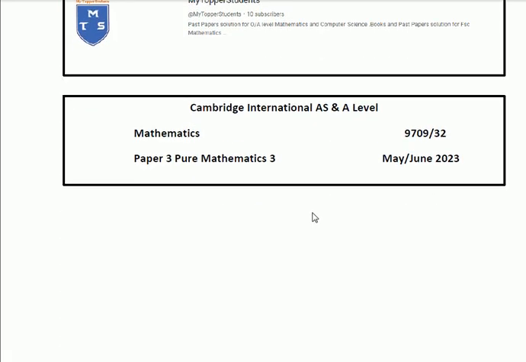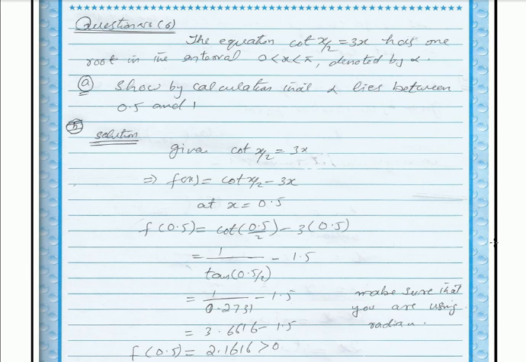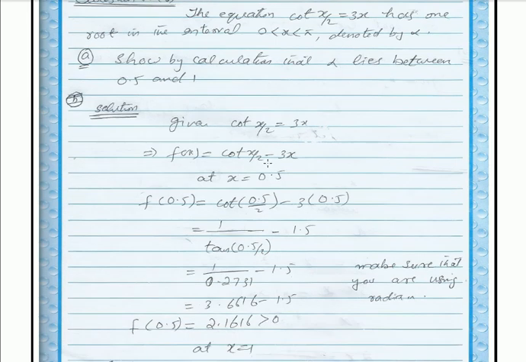In paper 3, Pure Mathematics, session 2023, question number 6 says as follows. The equation cot(x/2) = 3x has one root in the interval 0 < x < pi, denoted by alpha. Show by calculation that alpha lies between 0.5 and 1. Now the solution for part A: we shall show that the solution lies between 0.5 and 1.